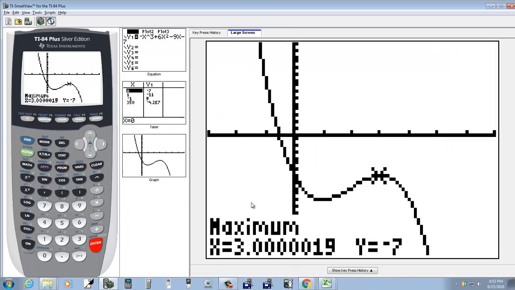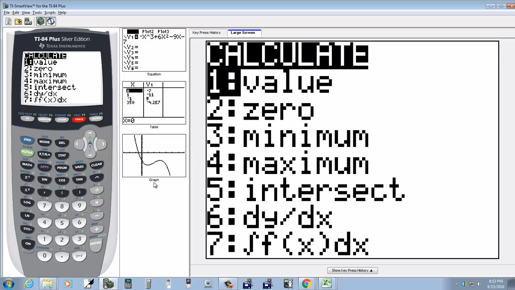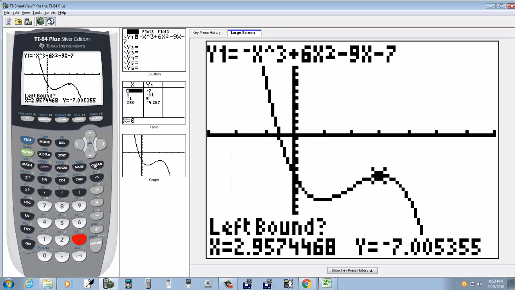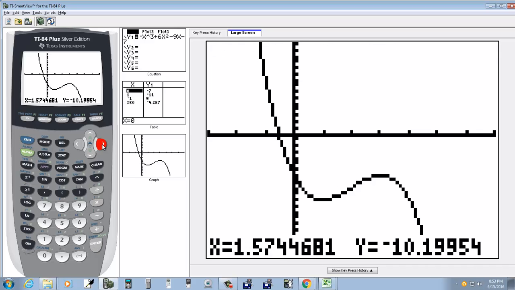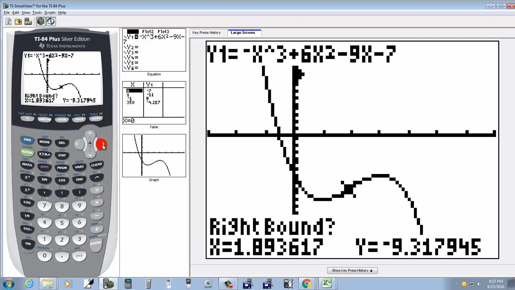Now it asks for relative minimum. That's a low point. And here's a low point right here. So I'm going to do my second trace. Choose minimum, number 3. And I want to move my flashing cursor to the left of where the minimum is. So I'm using my left arrow key. And to put it about right there is probably good enough. Press enter one time. Now it asks us for the right bound. So I want to press my right arrow key to move it to the right of where my minimum is. And that's probably not bad right there. Press enter and then enter again.